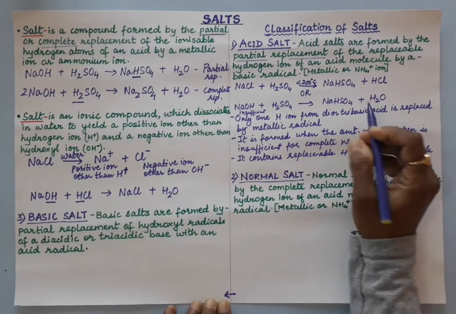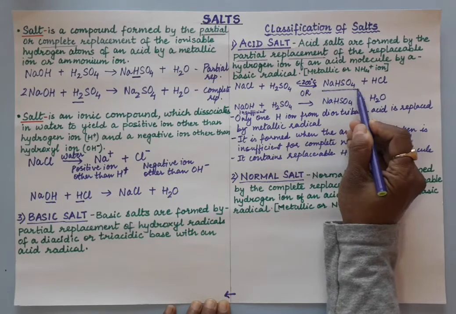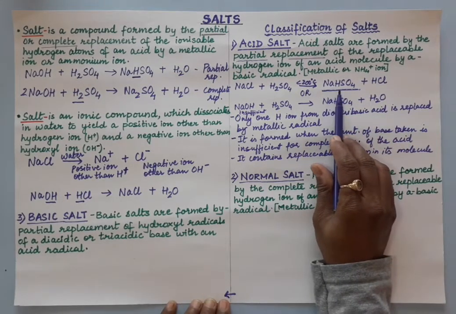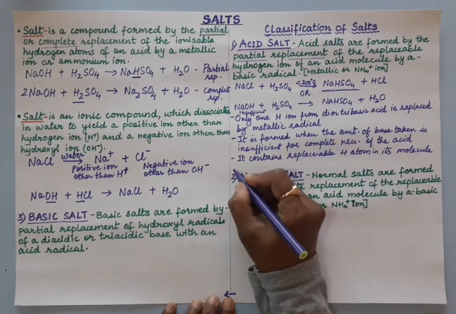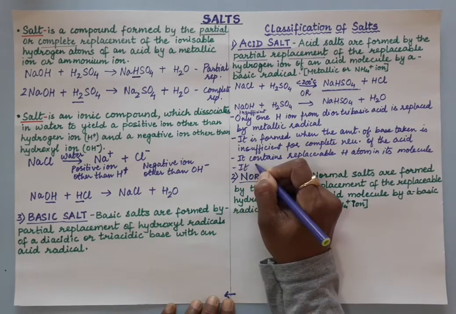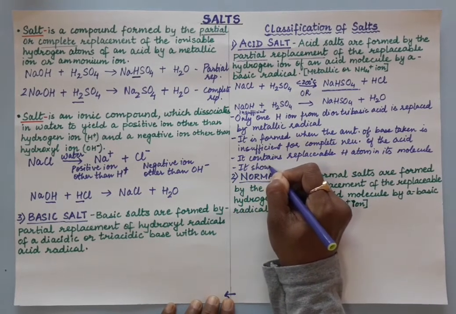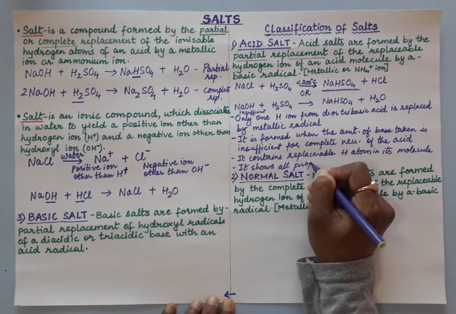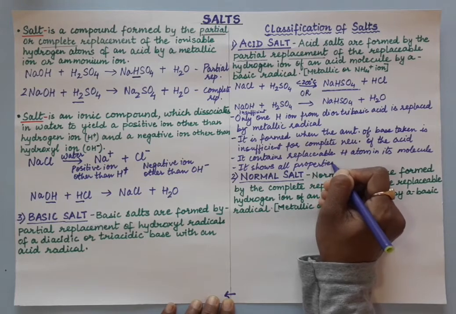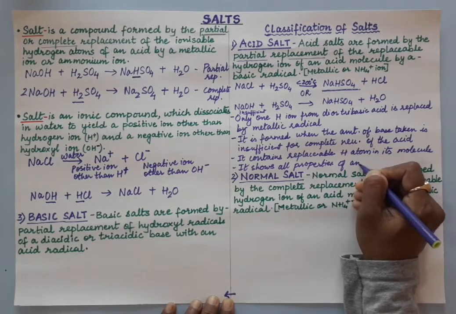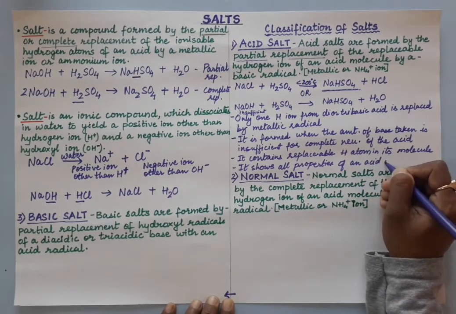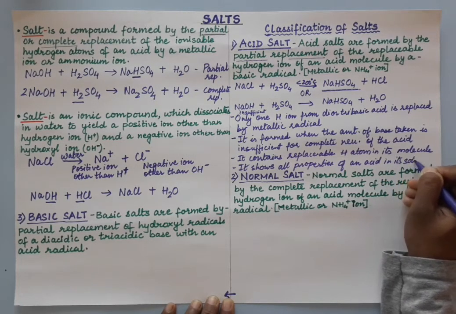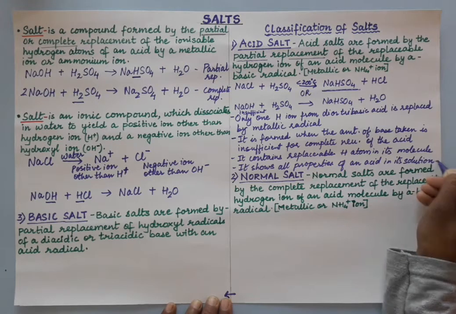Look at this. This is NaHSO4. So it contains one replaceable hydrogen atom in the molecule. And it shows all the properties of an acid in the solution. So this is an acid salt.